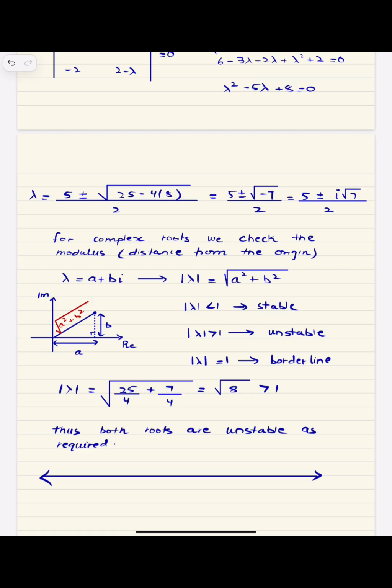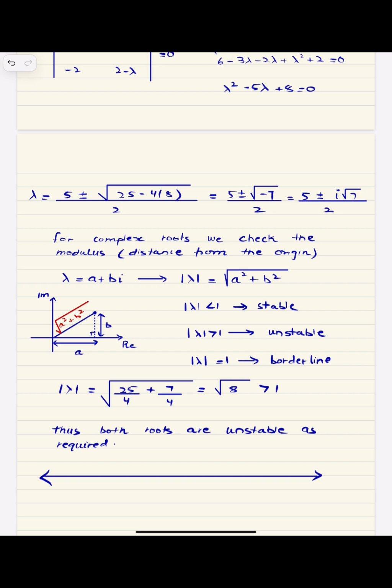It's just indeterminacy. Over here the real root was 5 over 2, the square of which was 25 over 4. The imaginary root was the square root of 7 over 2, the square of which is 7 over 4. We just use the Pythagoras theorem and find the length of the radius, which is the square root of 8, which is greater than 1. So both the roots are unstable as required, the BK conditions hold, and therefore a saddle path equilibrium does exist.